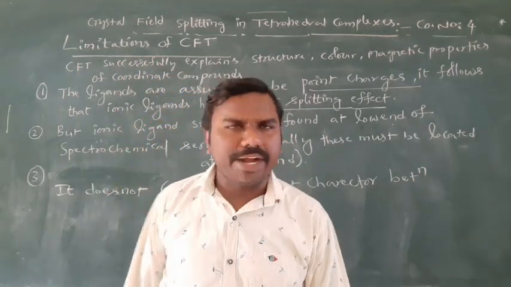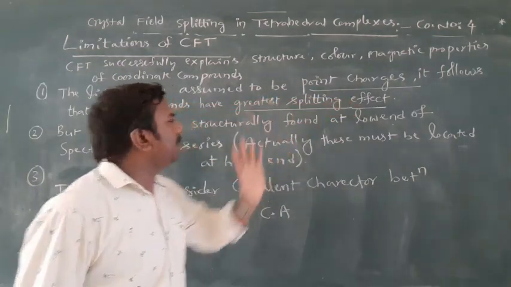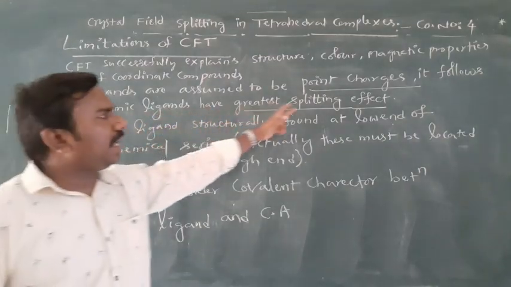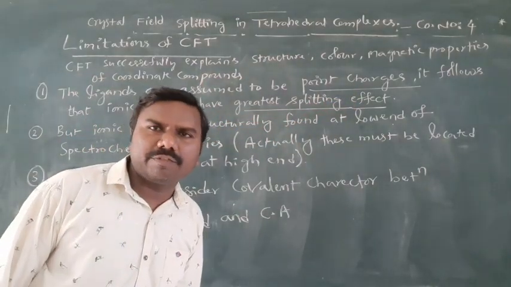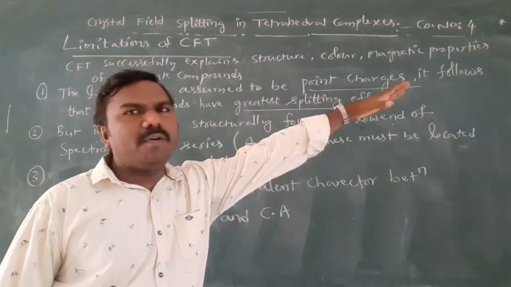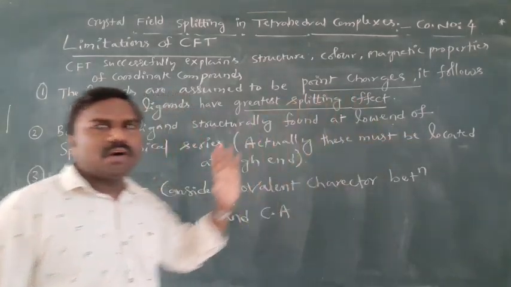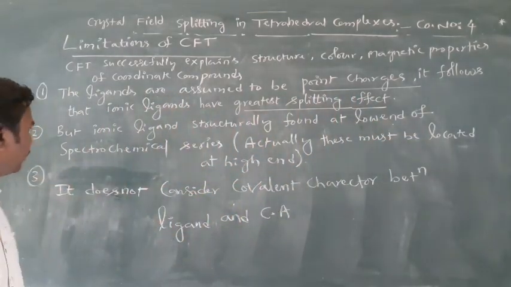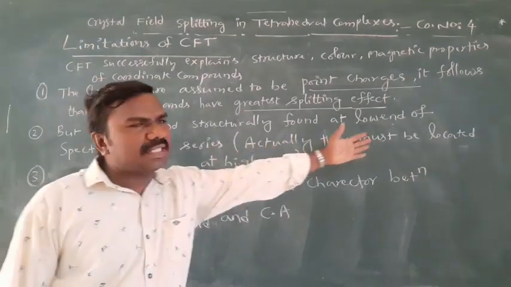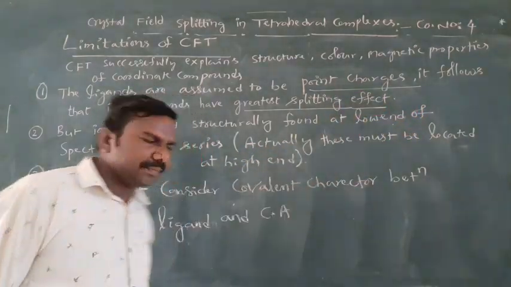That is not explained. The ligands are assumed to be point charges. It follows that ionic ligands have the greatest splitting effect. But ionic ligands are found at the low end of the spectrochemical series. But actually these must be located at which one? High end, which means high splitting effect.